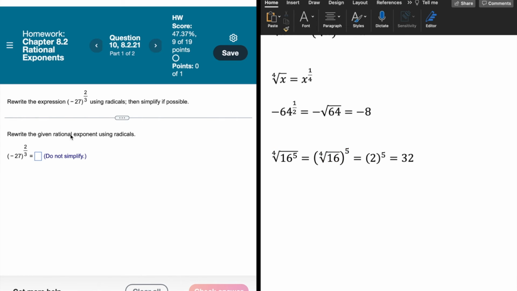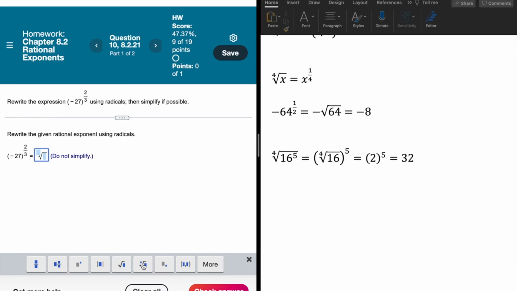Anyways, let's move on. This time there is a negative in my root, but that's okay because I am oddly rooting that negative expression. First, how do I rewrite that using exponents? Well, that cube root is what goes there, and I still need to wrap that entire thing in parentheses, which will look like that.